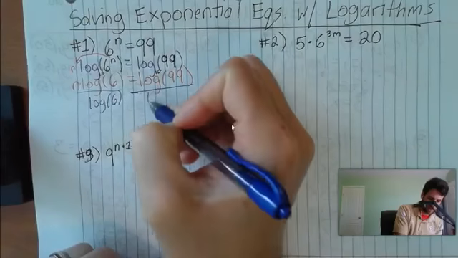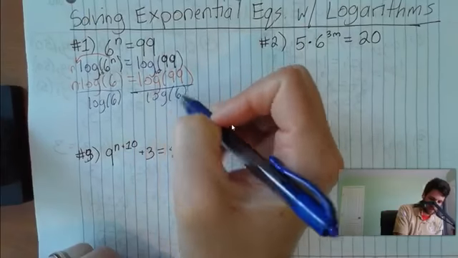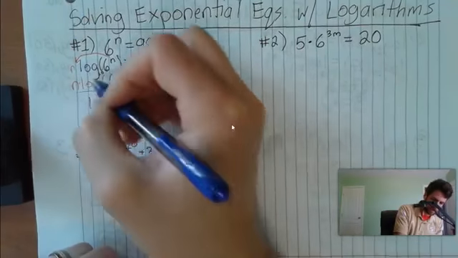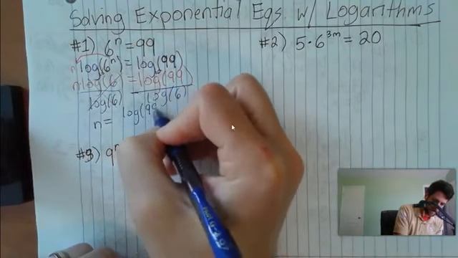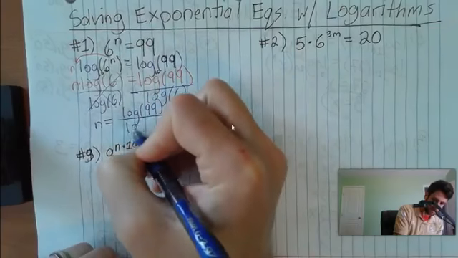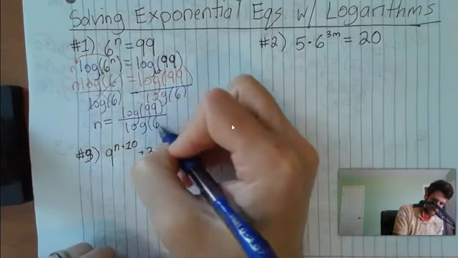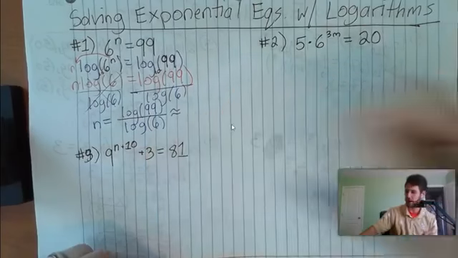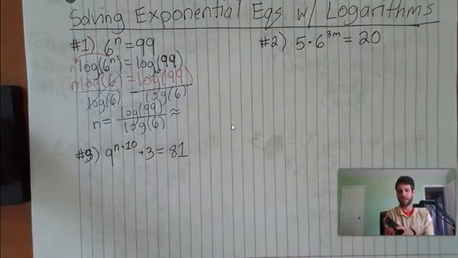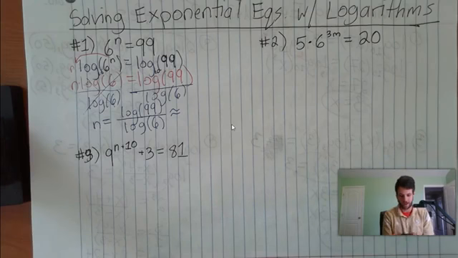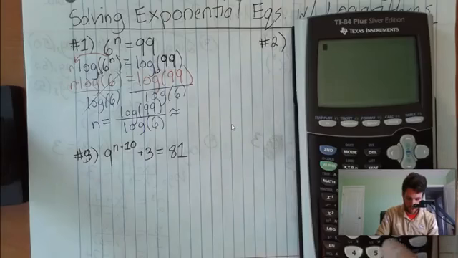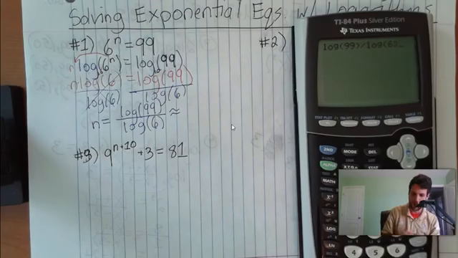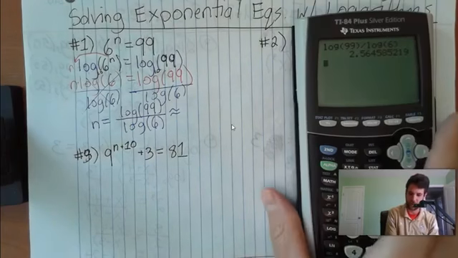And that would basically give us our result, that n, once these are crossed off, is equal to the log of 99 divided by the log of 6. And we can grab our calculator to get an approximation for that answer. So let's do that. We can do the log of 99 divided by log of 6, and we get an answer of 2.56.